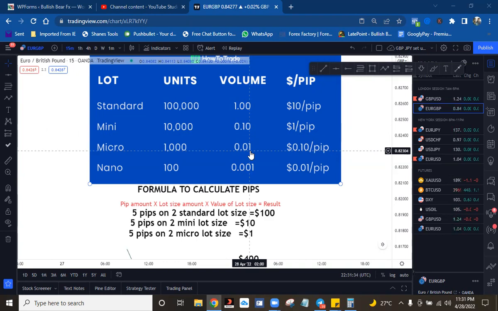So don't make the mistake of placing trades on high standard lot size where you're not prepared for it. Before you take trades, always make sure that you set up your lot sizes. Very, very important.